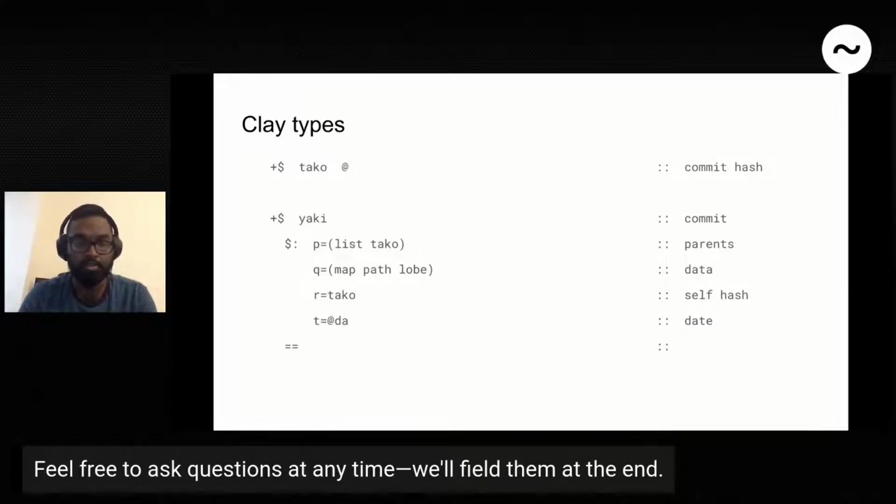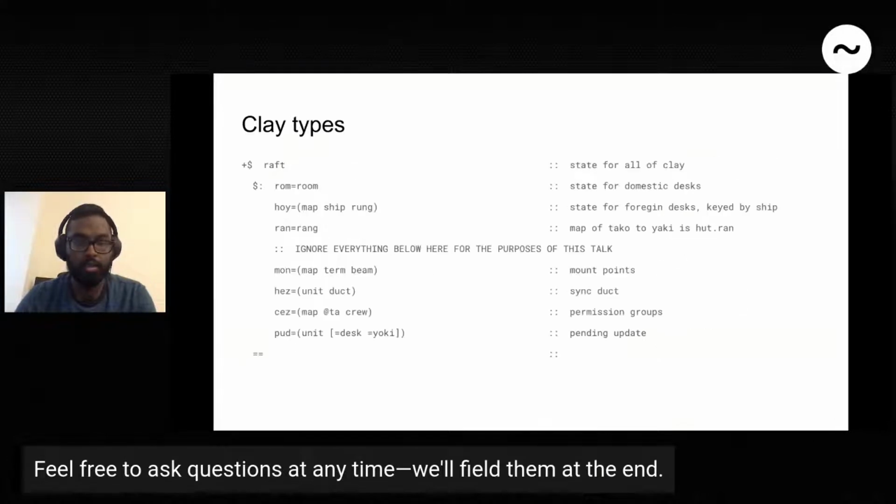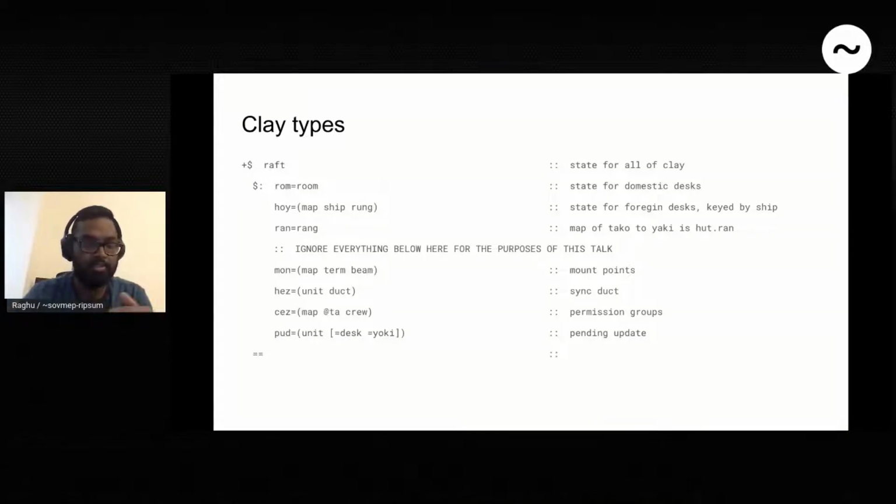Given a taco, you can look up the yaki, and you do that using a piece of this thing, which is the rang. So the rang is the formal state for Clay. This is like the file system state. If you were going to say Clay is just this blob of state, this is what it is. So I have this comment: ignore everything from mon down. We don't care about that.